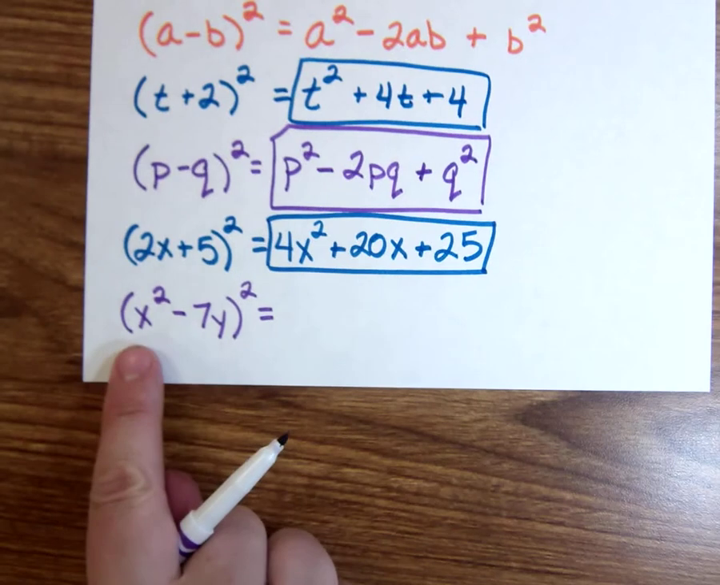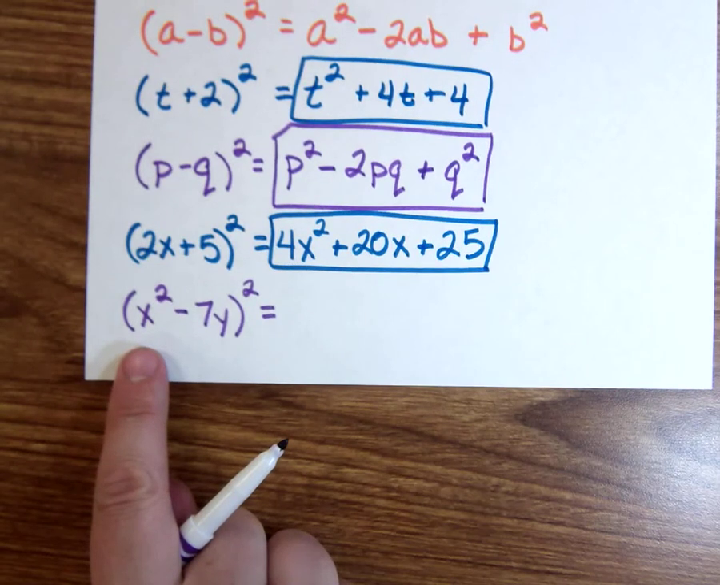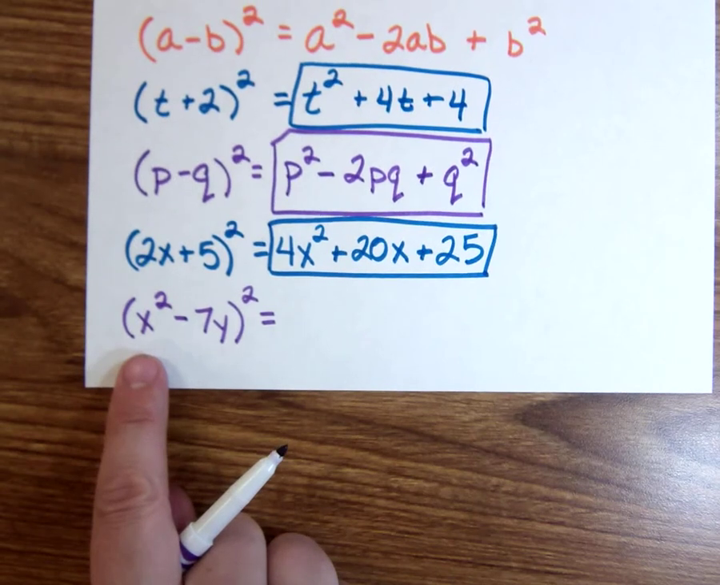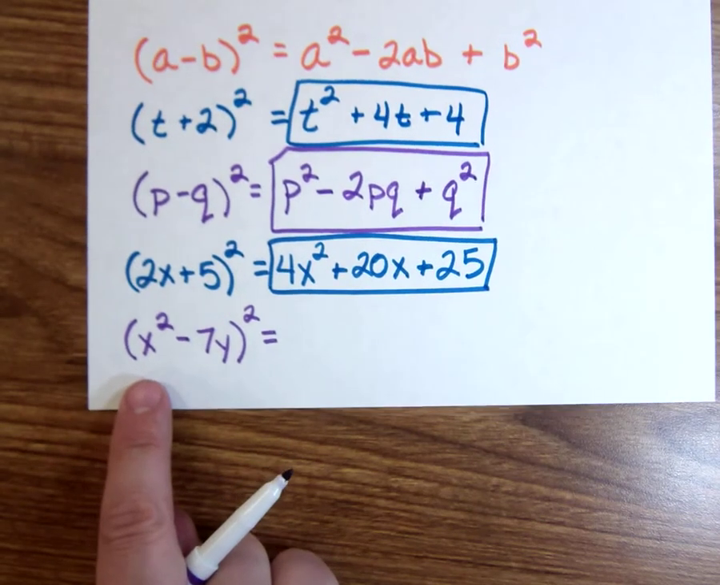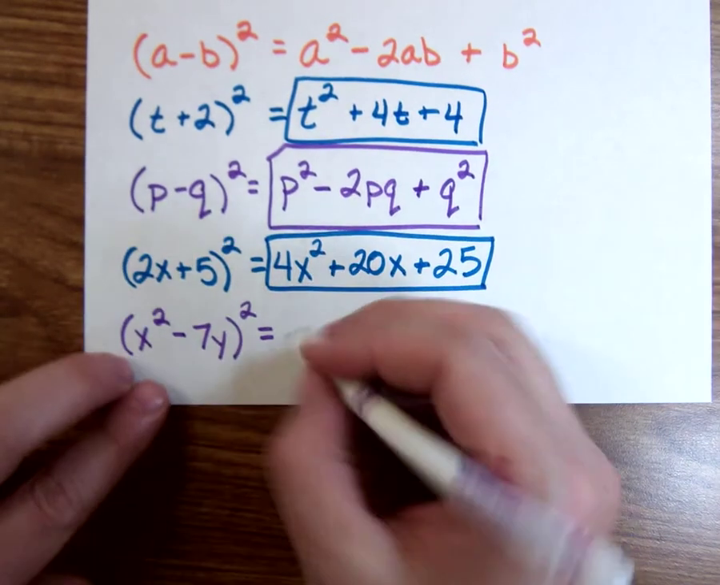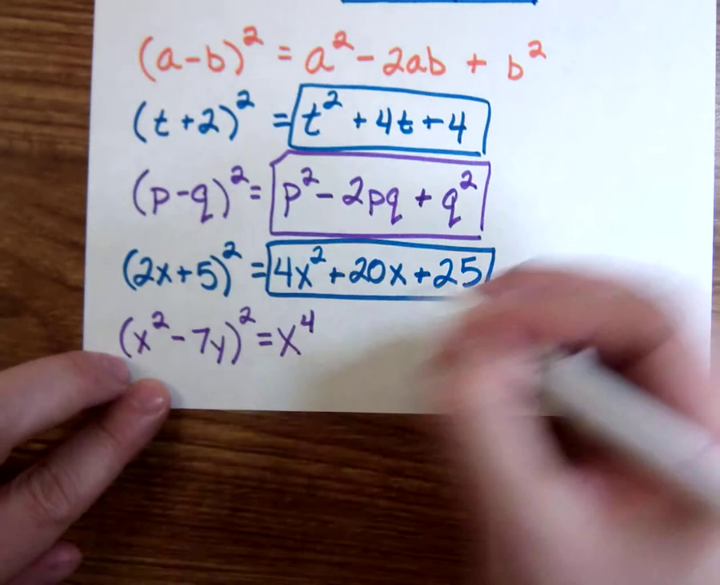Okay, square the first thing. X squared squared is... do you want to see me cry? Okay, make it x to the 4th. Yeah, let's make it x to the 4th. That's a good idea.